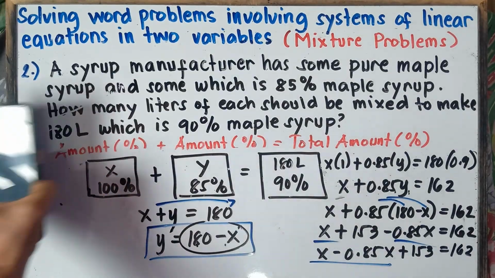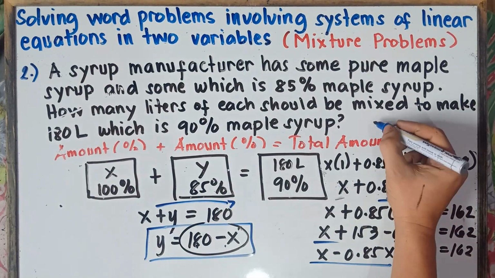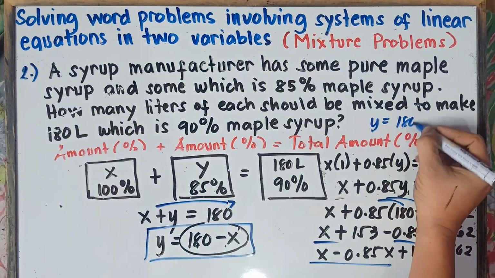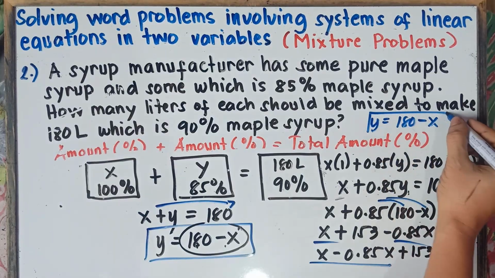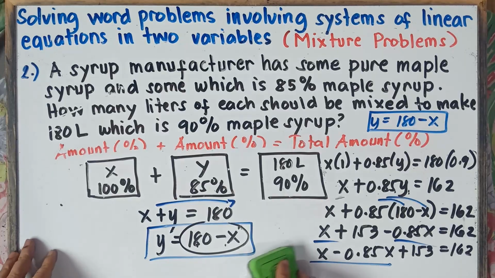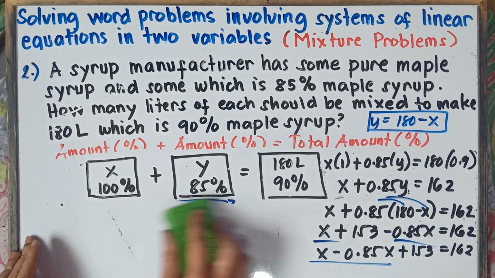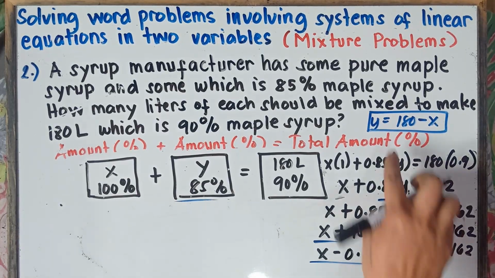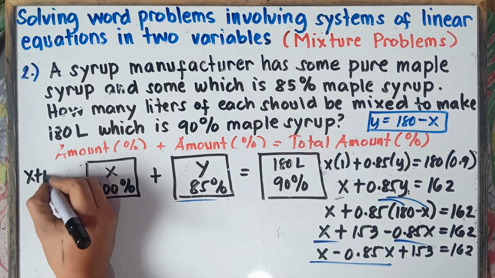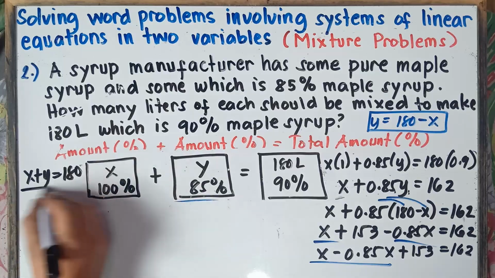So let me just write the value of y here. We don't have enough space. y equals 180 minus x. So let me just erase this one. So once again, we get this equation from x plus y equals 180.